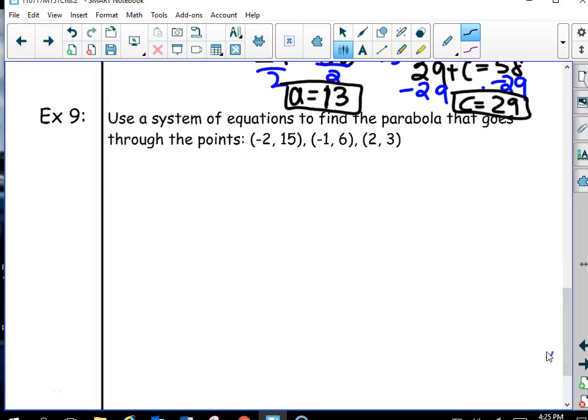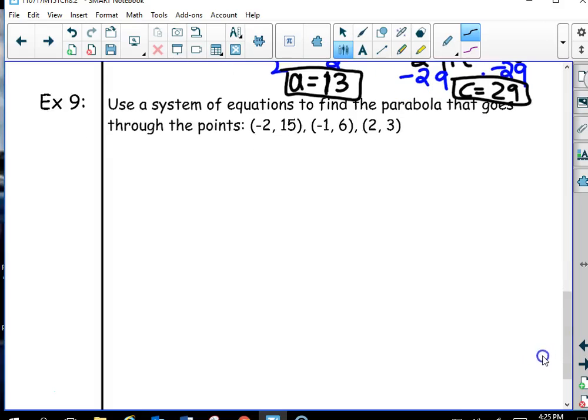Okay, last problem. Actually, I better end this because this problem's going to take a bit.